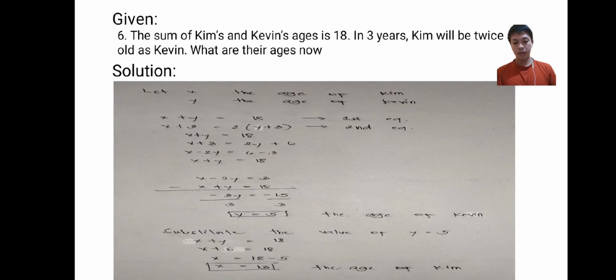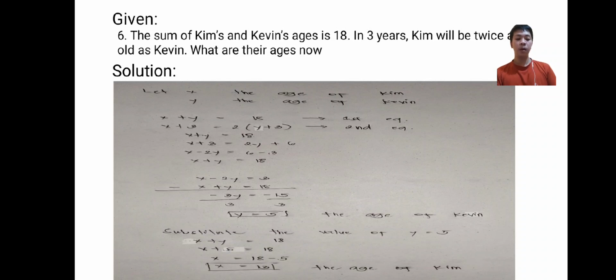Number 6 problem. The sum of Kim and Kevin's ages is 18. In 3 years, Kim will be twice as old as Kevin. What are their ages now? So let x be the age of Kim and y be the age of Kevin. So x plus y is equal to 18, first equation. X plus 3 is equal to 2 times y plus 3, second equation.